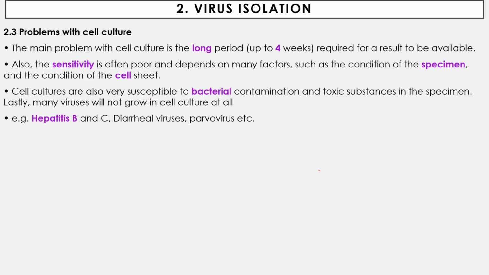Then, we also have problems with cell culture. The problem with cell culture, class, is having a long period of culture up to 4 weeks before a result is available. Also, the sensitivity is often poor and would depend on many factors such as the condition of the specimen and the condition of the cell sheet. Cell cultures are also very susceptible to bacterial contamination and toxic substances in the specimen. Lastly, many viruses would not grow in cell culture at all. Such viruses would include Hep B and C, diarrheal viruses, and parvoviruses. So those, class, do not grow in a cell line.